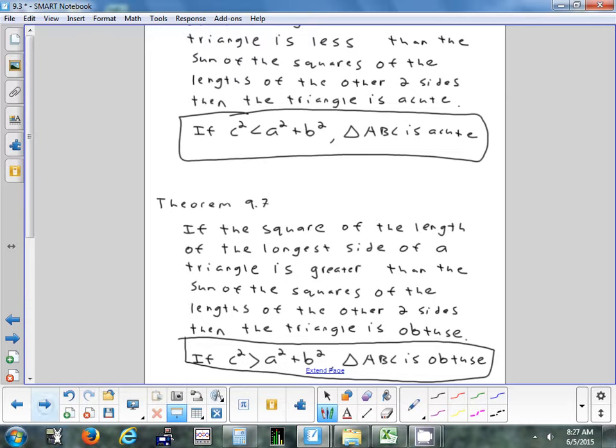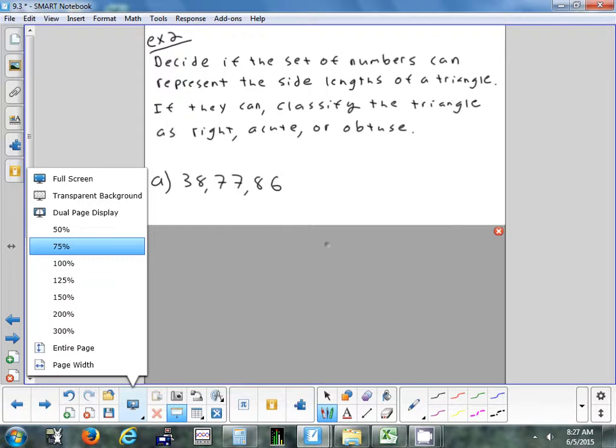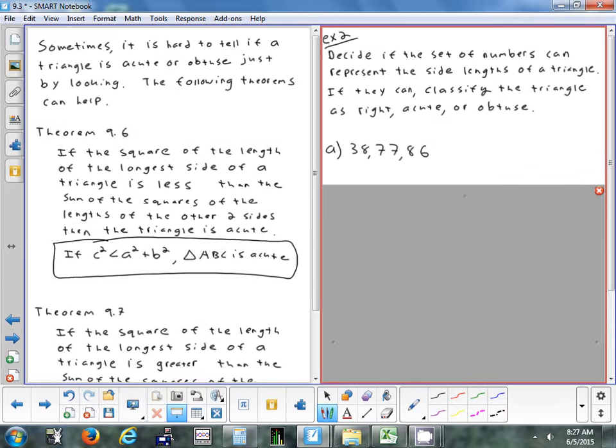All right, so let's see if we can use those theorems to figure out what kind of triangle we have here. Now, notice the directions. They first say decide if the set of numbers can even be a triangle. Well, what does that mean? Decide whether the side lengths here can actually represent a triangle.